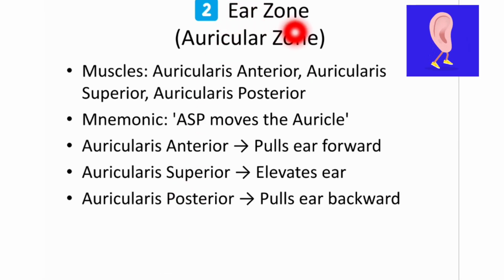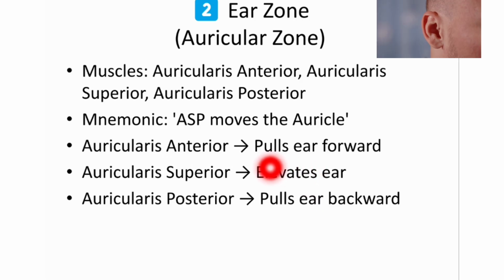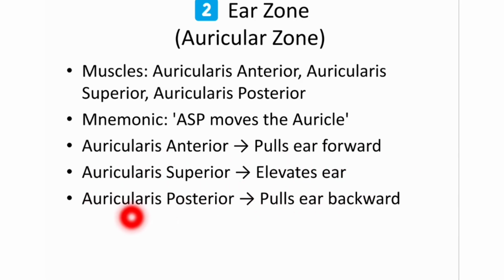The second one is ear zone, also known as auricular zone. Muscles included in the ear zone are auricularis anterior, auricularis superior, and auricularis posterior. Mnemonic to remember is ASP moves the auricle. A for auricularis anterior, S for auricularis superior, and P for auricularis posterior. The auricularis anterior pulls the ear forward, auricularis superior elevates the ear, and auricularis posterior pulls the ear backward.